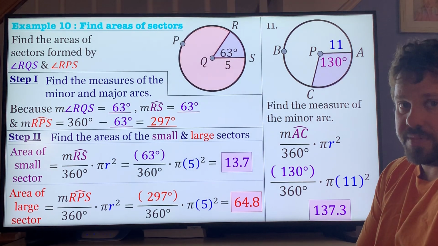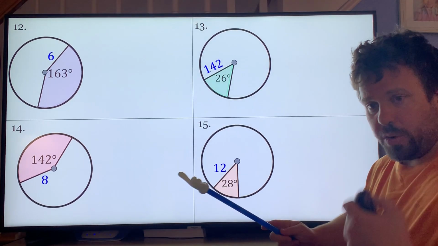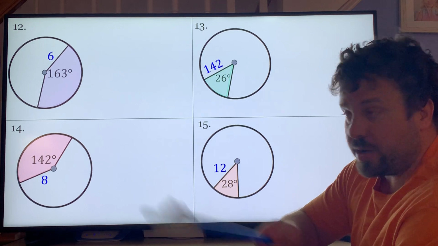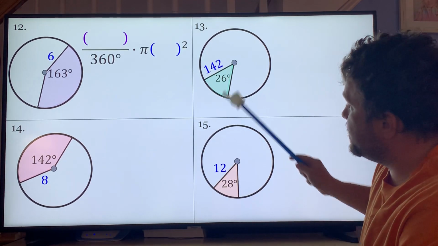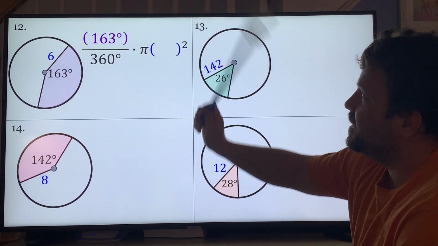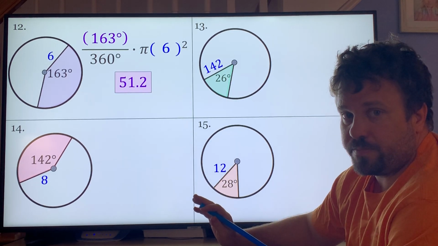Now I want you guys to attempt a couple examples. All right? So try 12 through 15. Pause, do the problems, and then let's see if you're ready. Ready to go? Hopefully on pause, and now you're good. So we're finding the shaded area in all these cases. In this case, it's 163 divided by 360 times pi, 6 squared. It's all calculator work, 51.2.